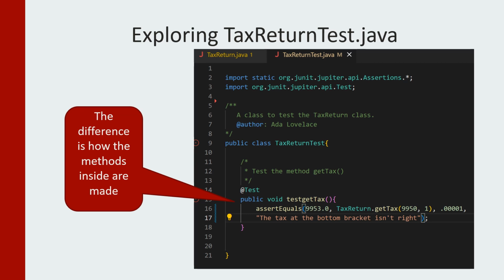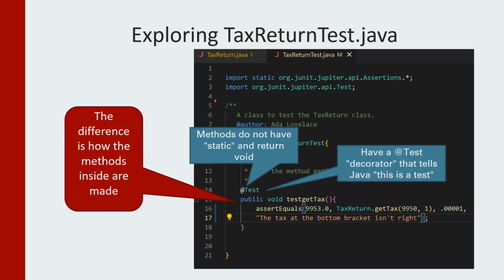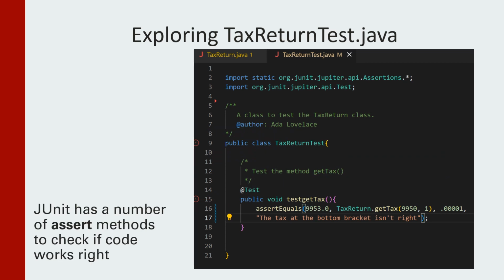The difference basically between JUnit Java files and regular Java files is the difference in how the methods inside are made. So methods no longer have static associated with them, and they're just going to return void. There's what's called a decorator. It's @Test that tells Java that this is a test. And JUnit itself has some assert methods that check if the code works correctly. So in here I have assertEquals.